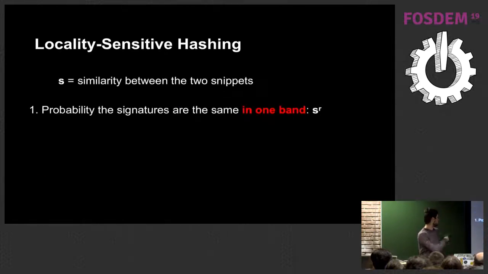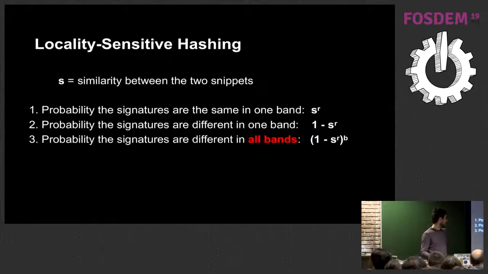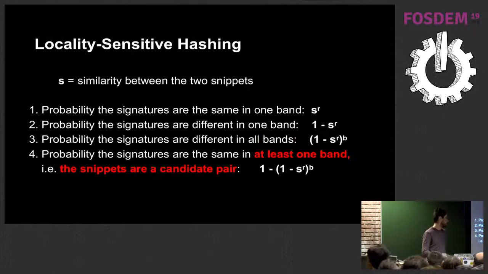So if we call S the similarity between two snippets, then the probability that the signatures are the same in one band is just S to the power R. So if we take the opposite event, that is, they are different in one band, then we can calculate this. If you do this for all bands, that is, since we have B bands, we just put that to the power of B. And if we take the opposite event, that is, the event that two snippets are a candidate pair, you get this.